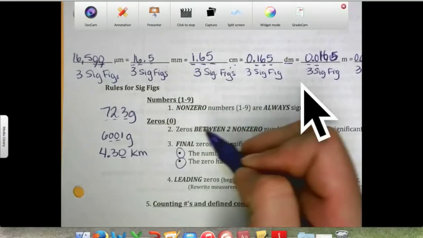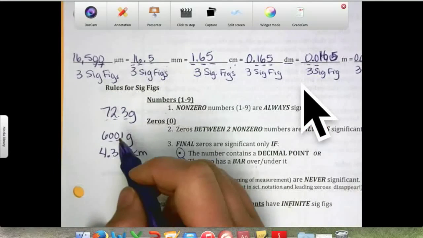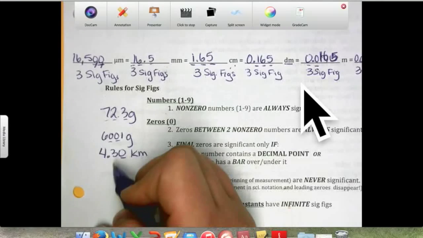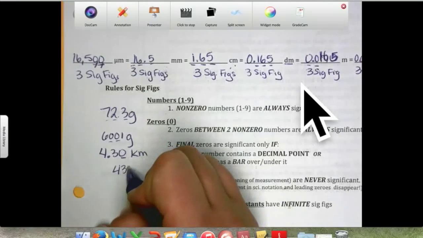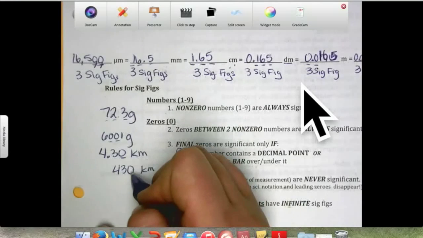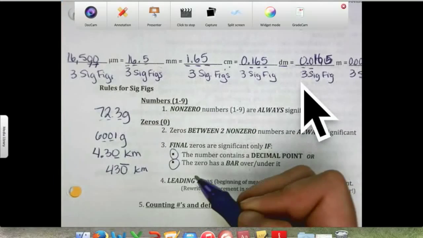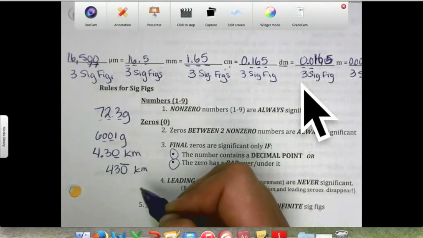The 0 might also have a bar over it. So say I'm talking about 430 kilometers. This would only be significant if I put a line over it, because otherwise it's a placeholder and we don't know how accurate that is.